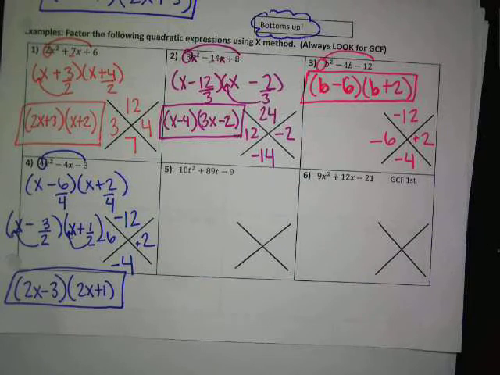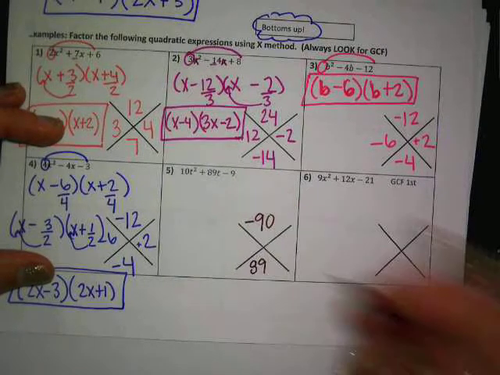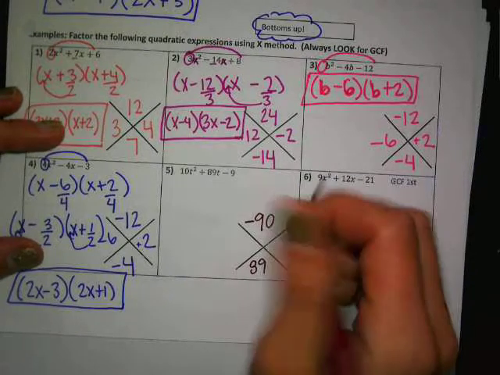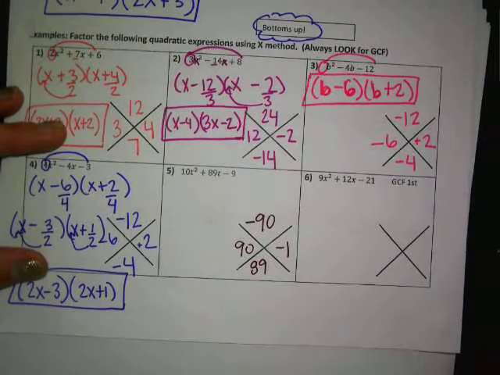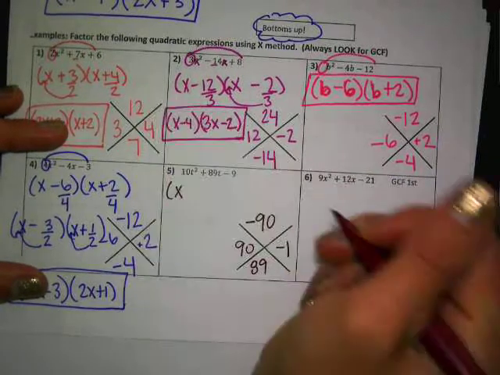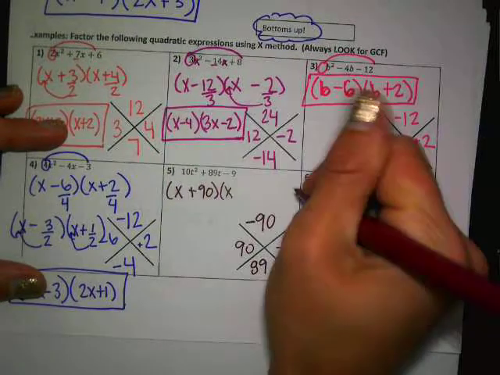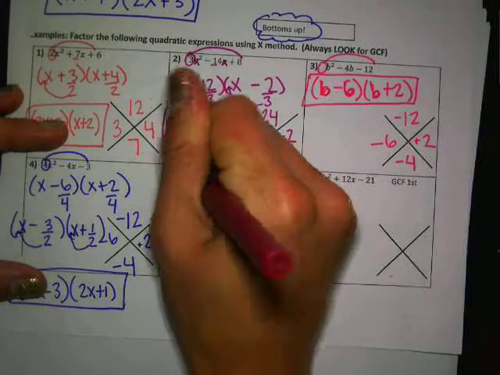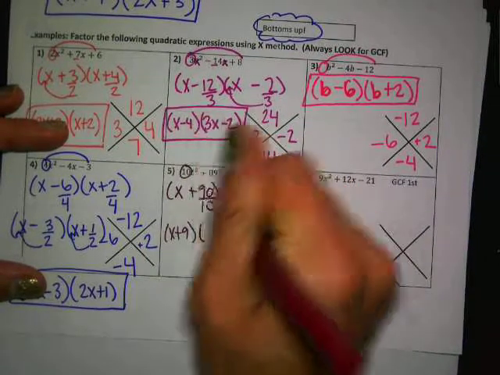All right, let's do number 5 real fast. So you should have gotten negative 90 here, 89 right here. So your two numbers that multiply to give you negative 90 but add to give you 89 are 90 and minus 1. So x plus 90, x minus 1. Divide by the 10, the front number. So x plus 9, and then bottoms up, 10x minus 1.